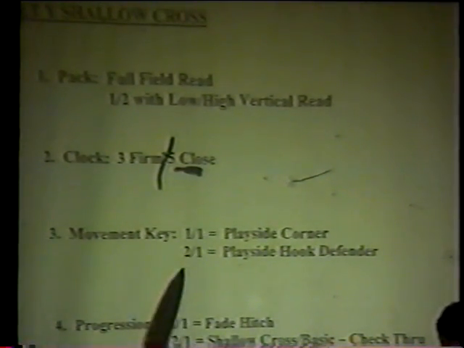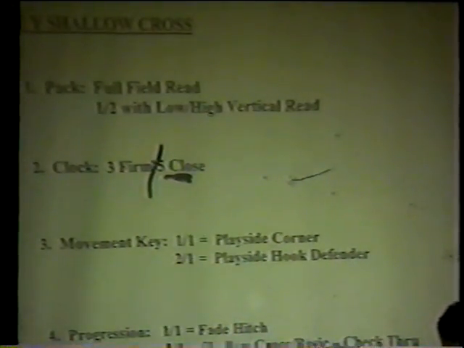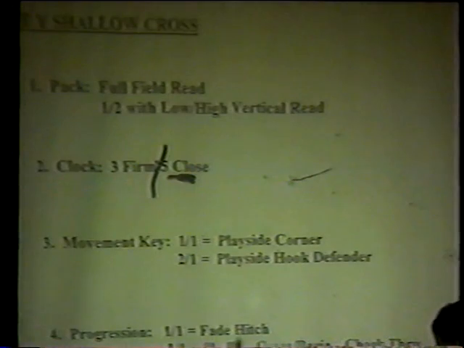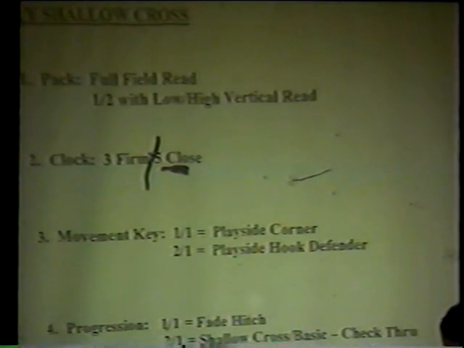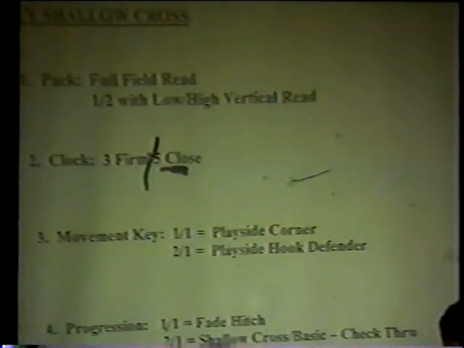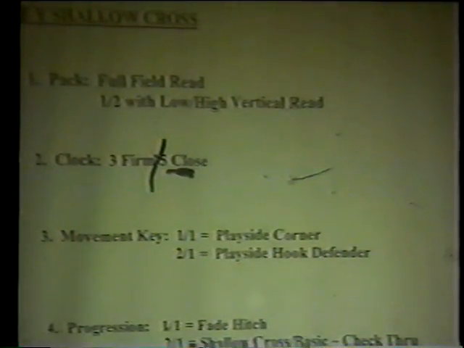Same thing, if it's one-on-one, we're going to throw the hitch route, which is down here at the bottom, the fade hitch. If it goes 2-over-1, take away the hitch, then we're going to play the shallow cross to the basic to the check through. And the 1 plus 2 on this is, again, the protection rule for the quarterback, as I said a while ago. The shallow cross, the shortest, quickest route, is the hot route. I'll show you the diagram here.